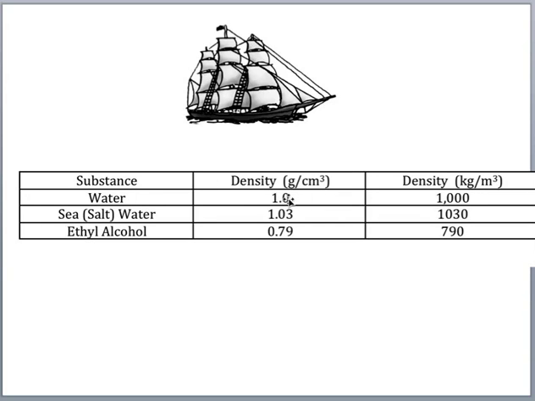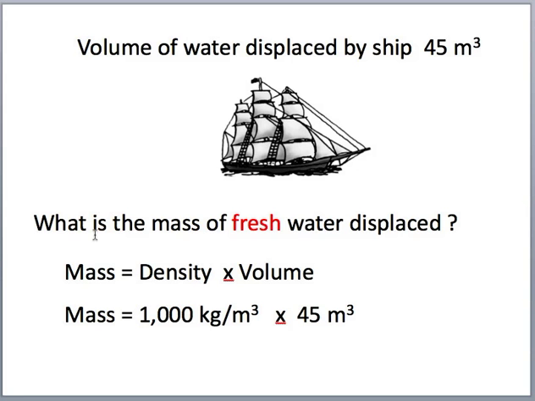Since we're using fresh water, and the only density I gave you here was kilograms per cubic meter, that's the one right there. But remember, 1 gram of water is 1 milliliter, and 1 kilogram is 1 liter, so there's that nice relationship there. In any case, getting back to here, what is the mass of fresh water displaced? Mass equals density times volume. Mass equals 1,000 times 45. Pretty straightforward, easy math. That means that the amount of water being displaced would be 45,000 kilograms.